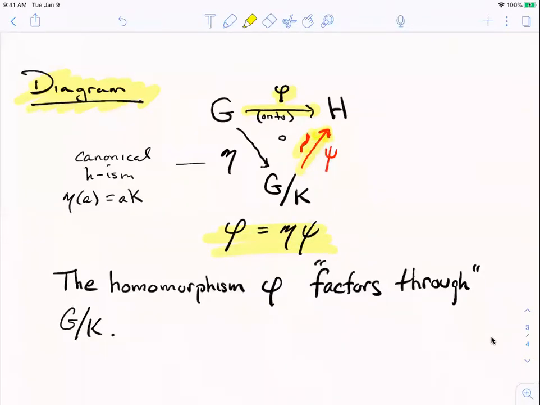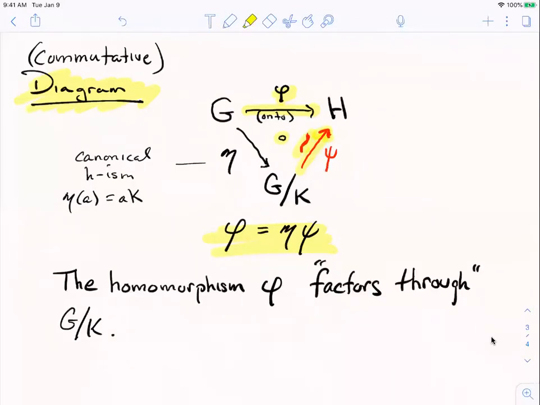psi composed with eta is equal to phi, or I read it from right to left, phi is equal to eta composed with psi. That equation in the picture is what this little circle means. This is a so-called commutative diagram in the following sense.